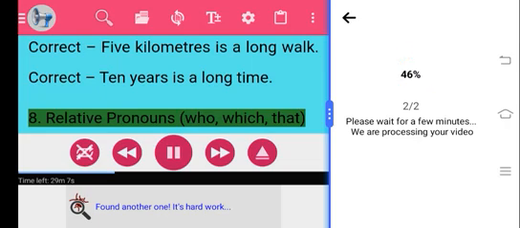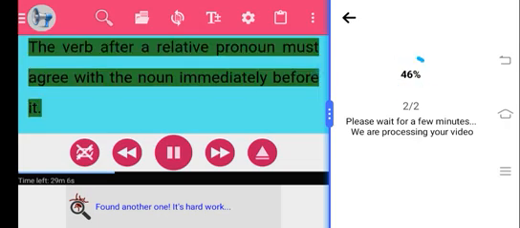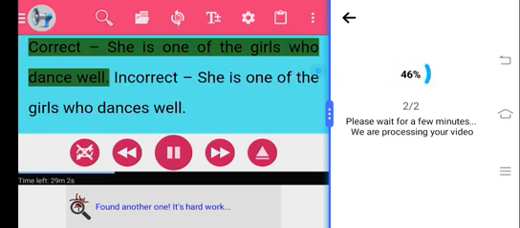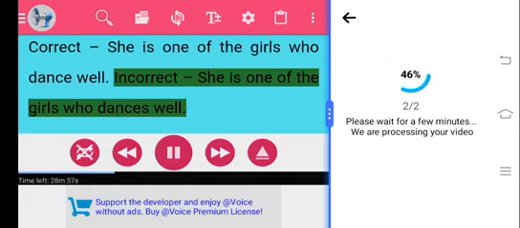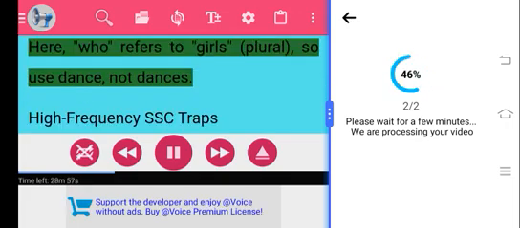8. Relative pronouns who, which, that. The verb after a relative pronoun must agree with the noun immediately before it. Correct: she is one of the girls who dance well. Incorrect: she is one of the girls who dances well. Here, "who" refers to girls, plural, so use "dance," not "dances."